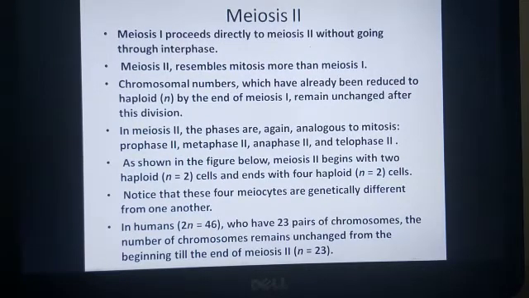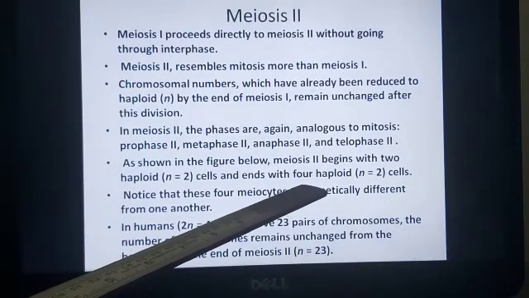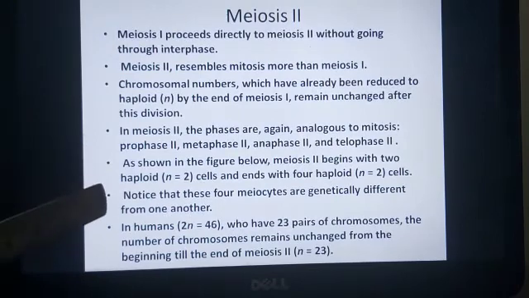So the chromosomal number, which has already been reduced to haploid, remains unchanged after the division. In meiosis 2, the phases are again analogous to mitosis. So whatever mitosis phases are there, the same phases are seen. And here you see that the N is 2 already after the end of meiosis 1. So 4 haploid cells are formed where N is equal to 2.